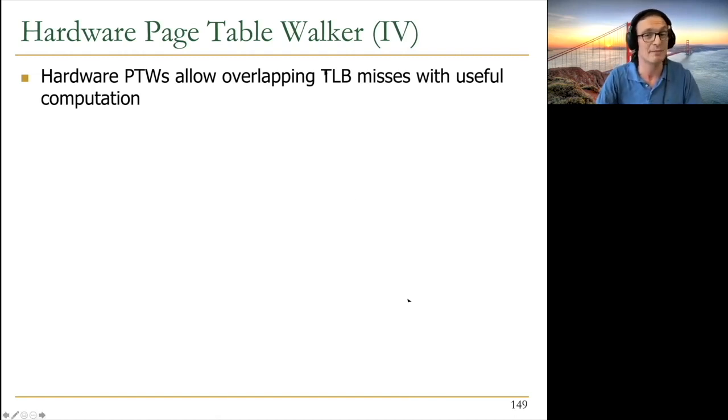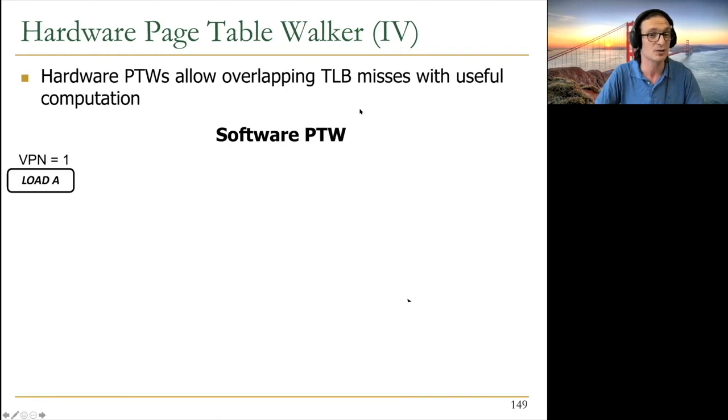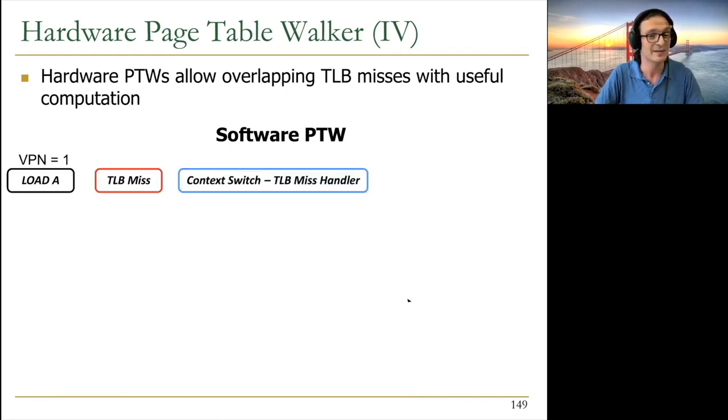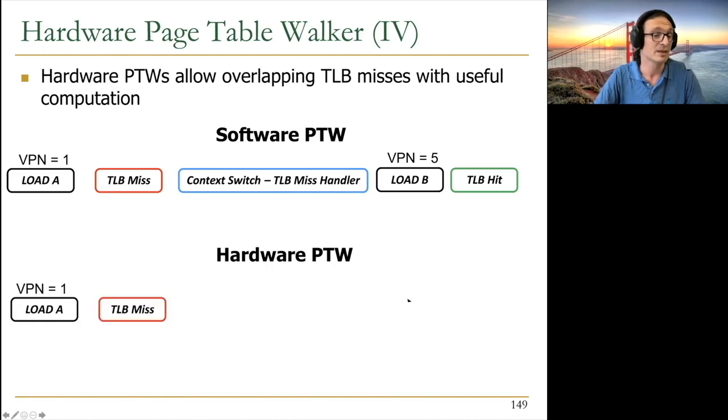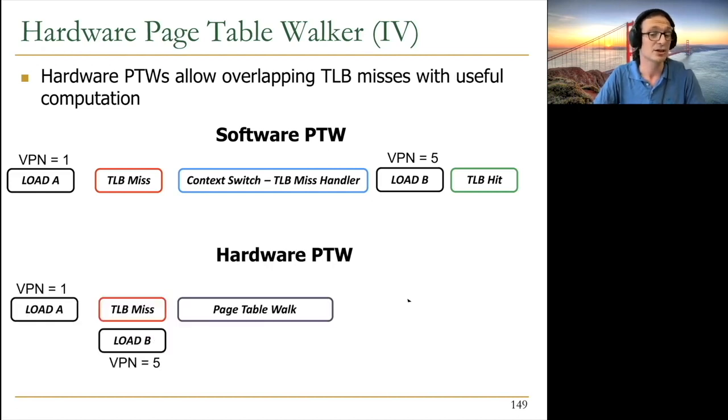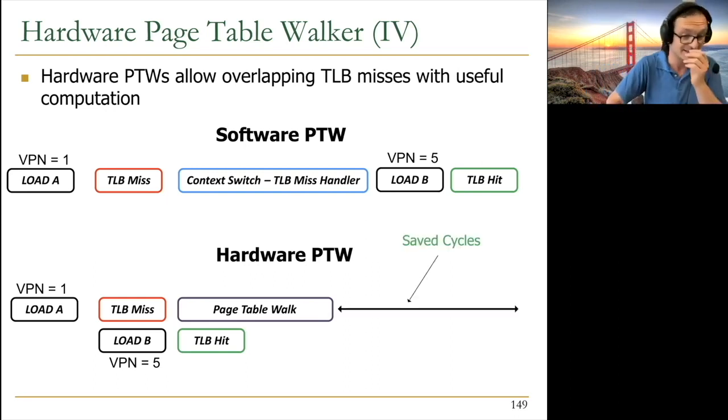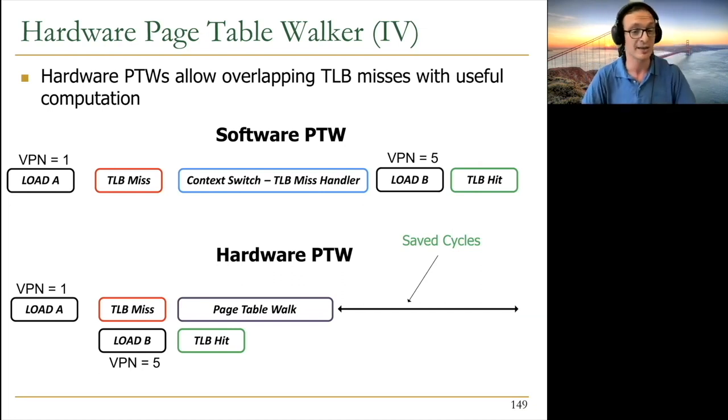It allows overlapping of many TLB misses with useful computation. So if you do the software TLB miss handling, you need to context switch to a TLB miss handler, and then you do a load B. You cannot handle this TLB hit because you have a context switch, right? With a hardware page table walk, on a TLB miss, concurrently, you can handle other TLB hits, so you can do out-of-order execution, and you can get the full benefits of out-of-order execution, etc. Right? So you save a lot of cycles actually with hardware TLB miss handling. It's also called a page table walk, basically.